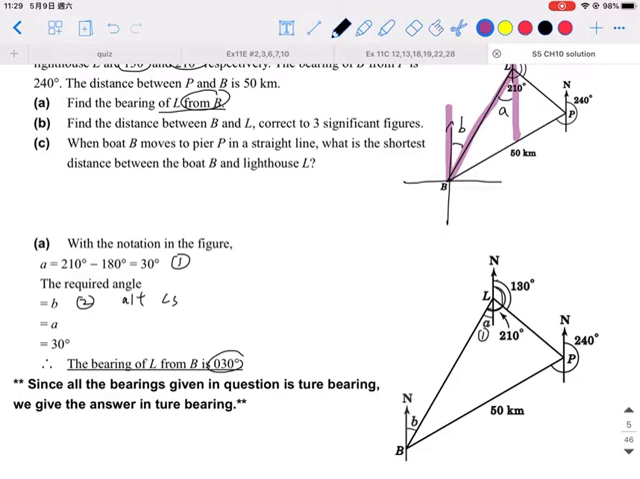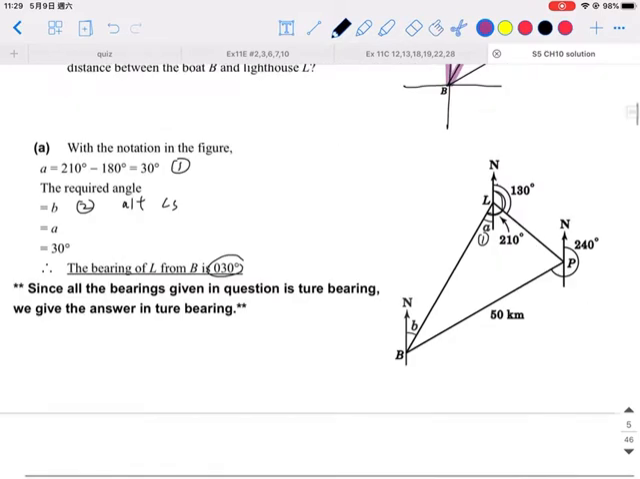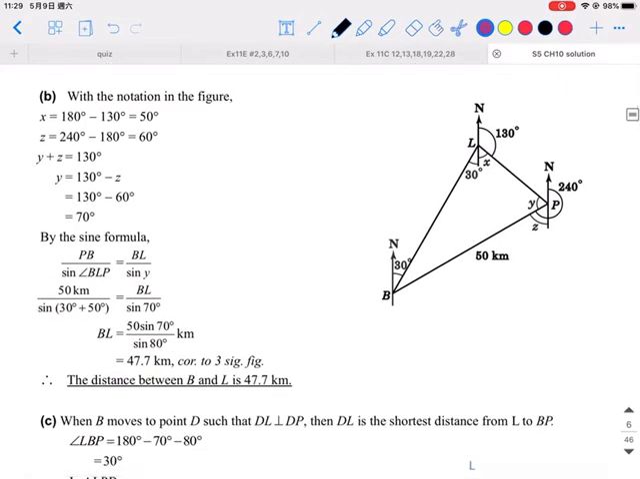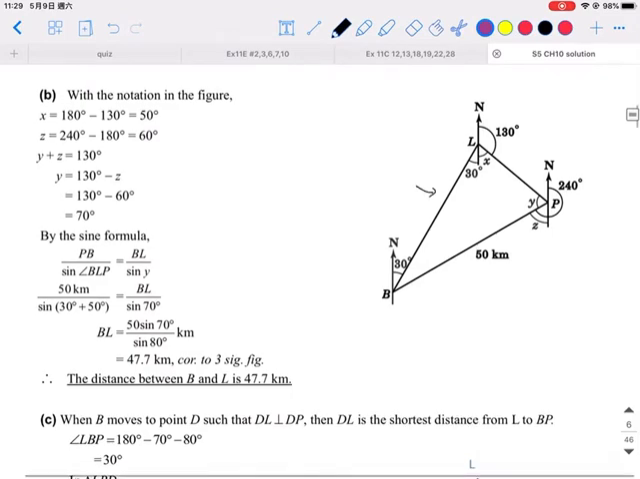For part B, let's move to part B. Find the distance between B and L. For B and L, that means this angle. For the first part, I need to find the length here, so consider the triangle BLP. The first part is 50. If I can find this angle, then I can have a pair of angles and the length.